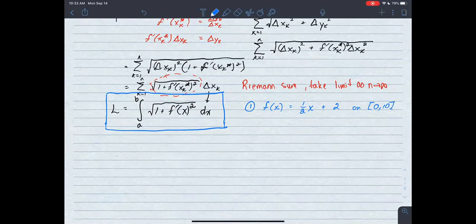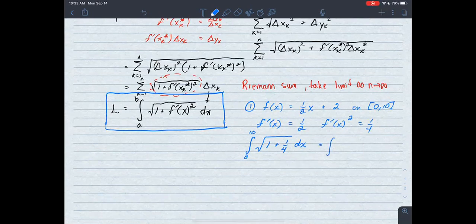So what do I need? I need f prime of x. That is just 1/2. I need to square that, and I get 1/4. So I need to integrate the square root of 1 plus 1/4 with respect to x from 0 to 2. Oops, not to 2. 2 is the other one. 0 to 10.